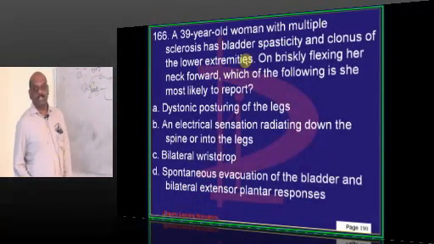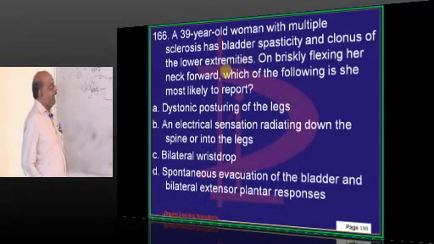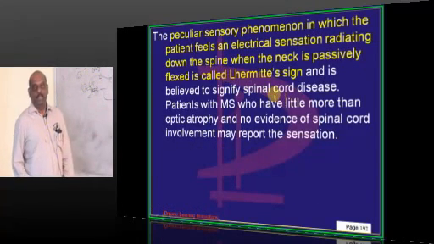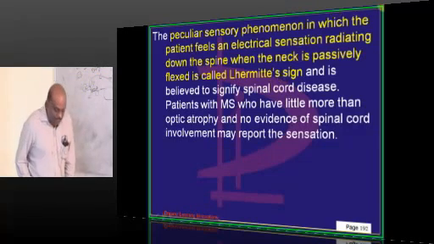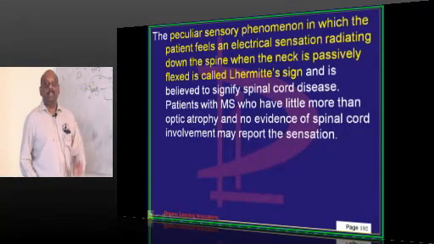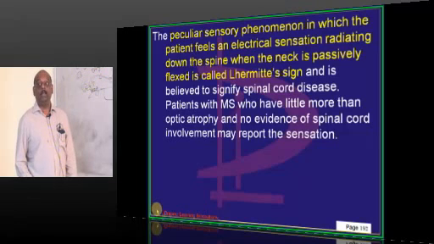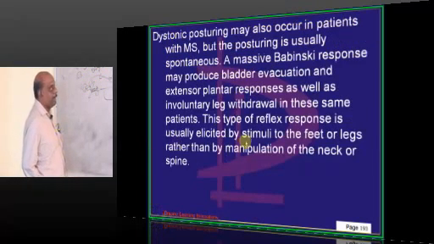39-year-old with multiple sclerosis has bladder spasticity. And what is meant by Lhermitte's sign, doctor? There is an electrical shock-like sensation whenever the neck is flexed in case of multiple sclerosis. It is called Lhermitte's sign, is what needs to be remembered.